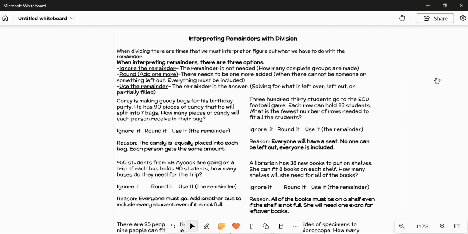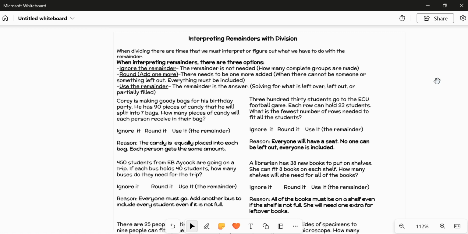Hello, everybody. Today we will be taking notes on interpreting remainders with division. When dividing, we know that sometimes you might end up with something left over, and that's called our remainder. At times, we must interpret or figure out what we have to do with the remainder. When interpreting remainders, there are three different options.